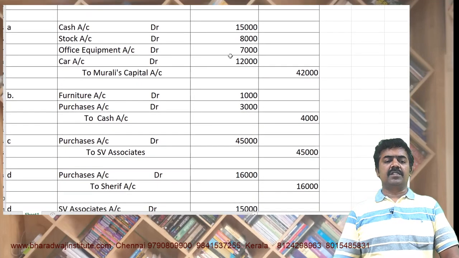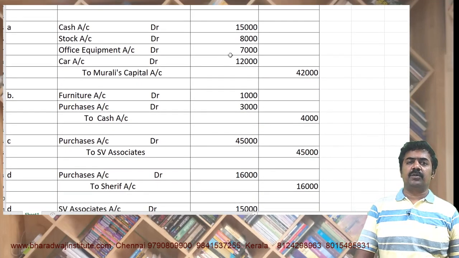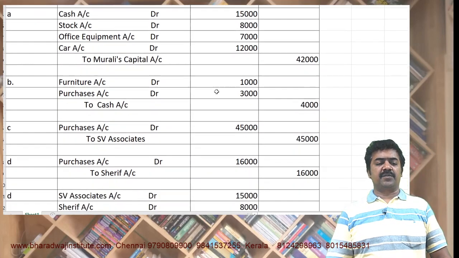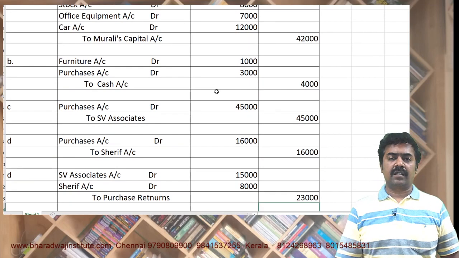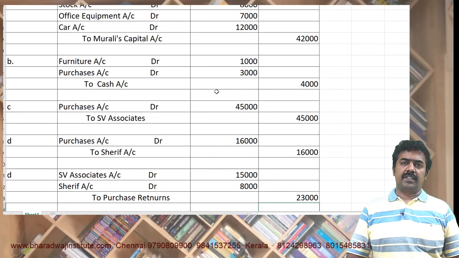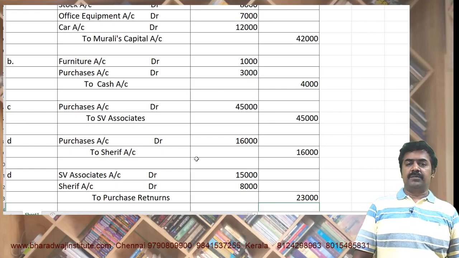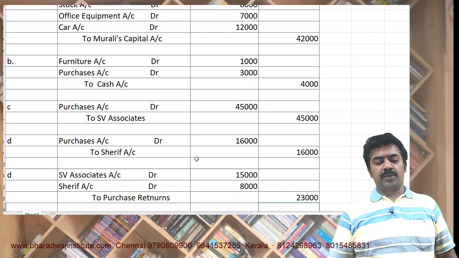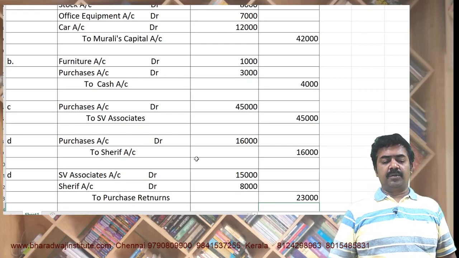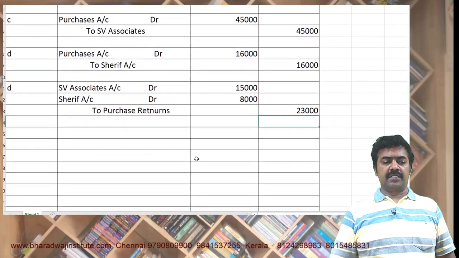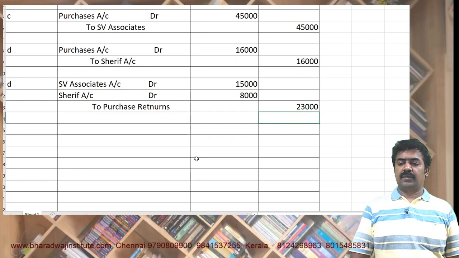So whatever is brought in is capital. Cash, stock, office equipment to Murali's capital. Furniture account debtor for the furniture purchased for office use. Purchases account debtor for the other goods purchased, to cash. Then for purchase of stock from SV Associates, purchases account debtor to SV Associates. From Sheriff, purchases account debtor to Sheriff. Then SV Associates account debtor, Sheriff account debtor, to purchase returns. I assume that they are credit purchases. They are credit purchases. Next.